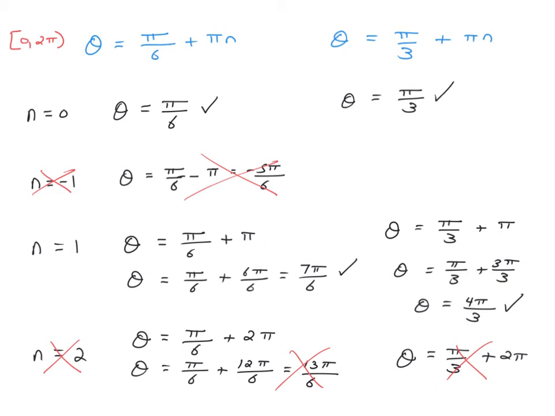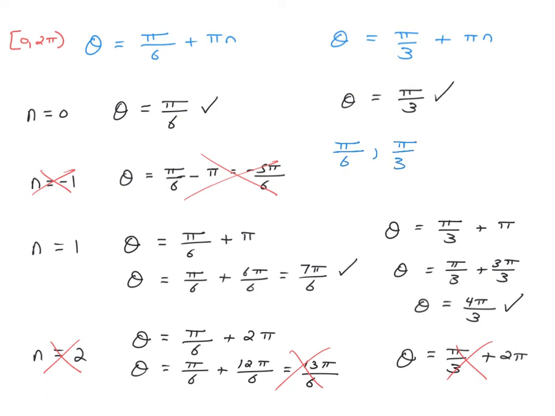What does this mean? It means there's exactly 4 solutions to the original equation. Pi over 6, pi over 3, 7 pi over 6, and 4 pi over 3. I'll write all of those out, so we have pi over 6, that was good.